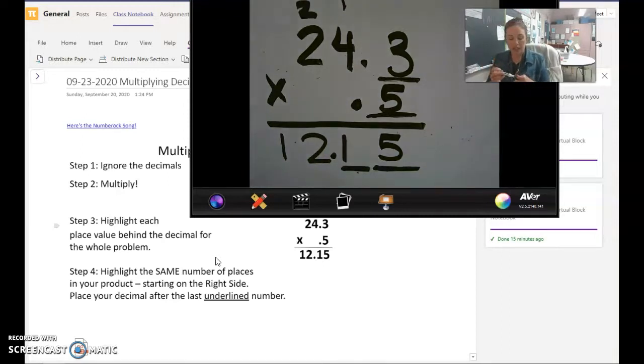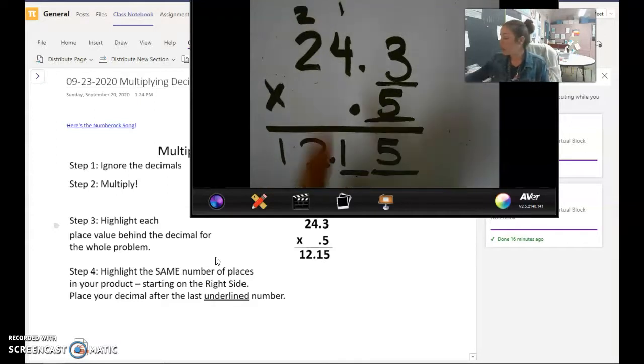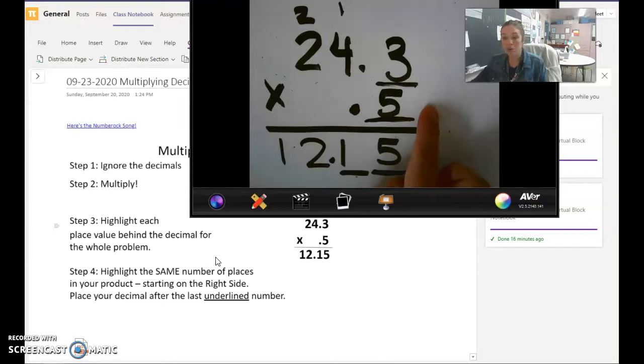Okay, let's look and see if this is reasonable. My answer: if I have multiplied 24 by not a whole number, but a part of a number, I would actually make my number smaller. It's almost like cutting it in half. So this is reasonable.